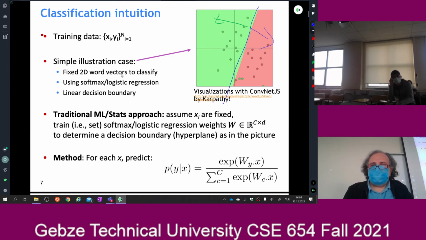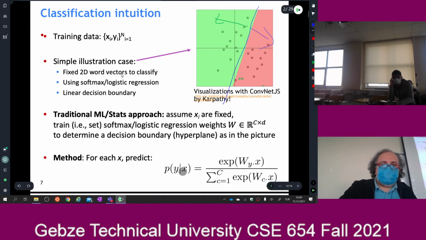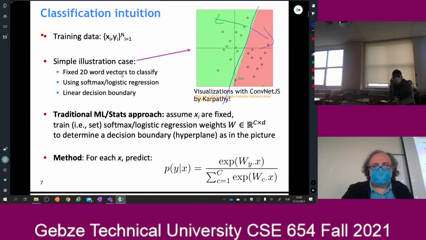We say that given your input x is a d-dimensional vector. Well, in this case it is two-dimensional, but it is d-dimensional. Remember, in our case, if a sentence is 10 words and if each word is 200 dimensional, that means that for that sentence I have 2000 dimensional input.